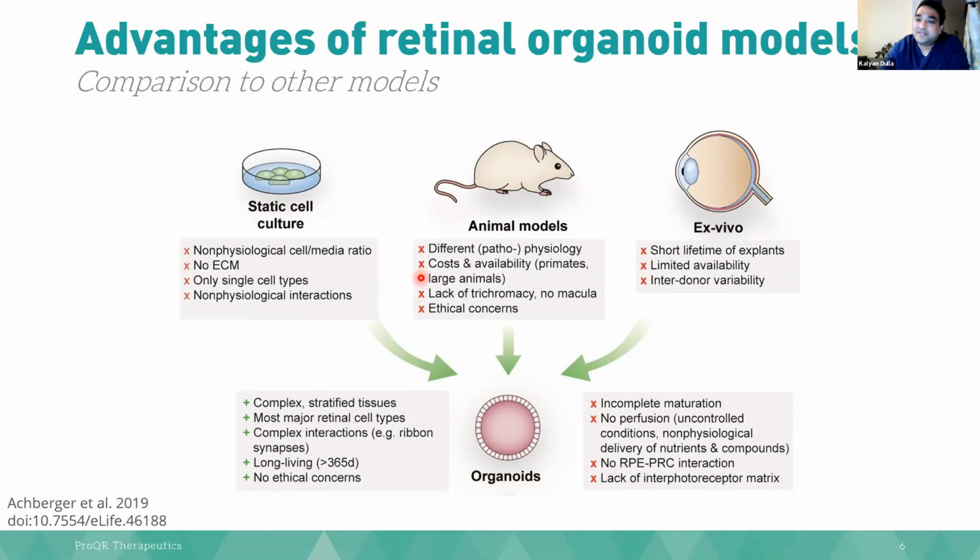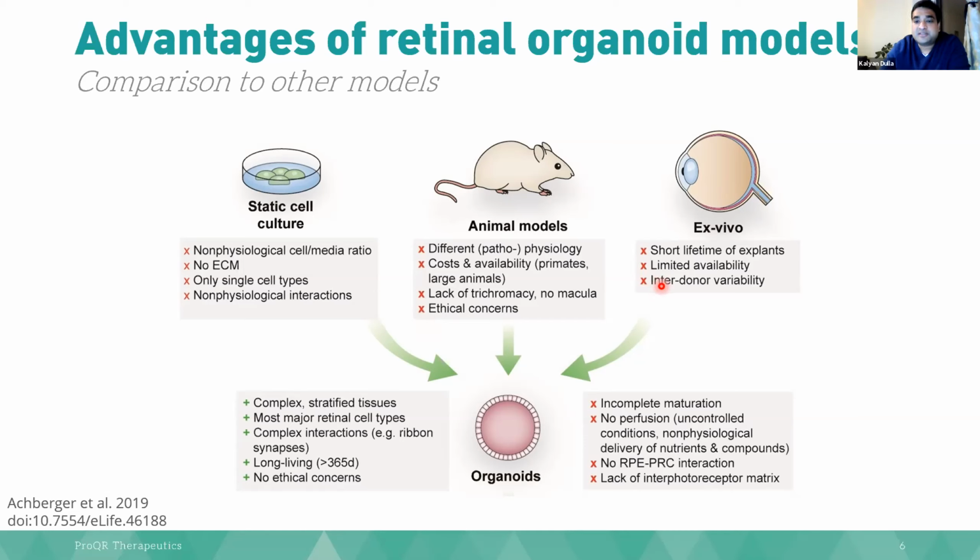Large animal models and non-human primates are excellent for research, and they closely mimic the human retina. However, cost is one of the prohibitive factors. Secondly, availability of large animal models with the desired mutation can be a big bottleneck. And there are also some ethical concerns using animal models, unlike the retinal organoid model.